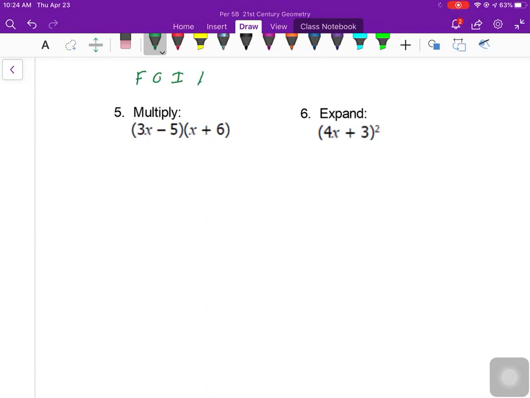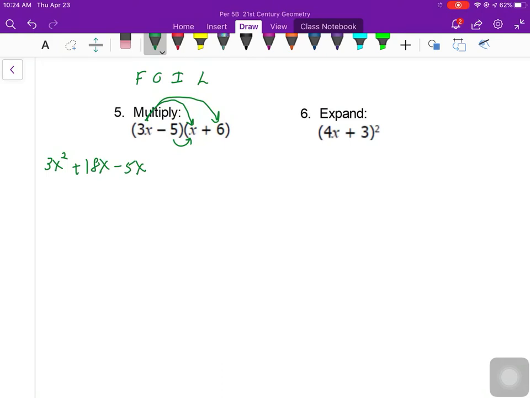Many of you will have learned this using a technique called FOIL. FOIL stands for first, outside, inside, last. First means we take the first one in this parenthesis times the first one in that one. 3x times x, 3x squared. Outside means we take the ones furthest from each other. So 3x times 6, 18x.